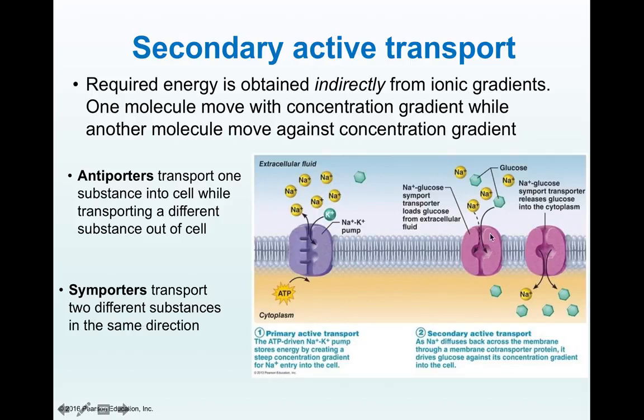Now, if you're moving one component in while another out, so the arrows will be moving in the opposite direction, we use the word antiporter. Again, one will be moving with its concentration gradient while the other will be moving against its concentration gradient. The concept of antiporter and symporter is how those movements happen. If both are moving in or out of the cell, that's a symporter. And if one is moving in while the other one's moving out, that would be an antiporter.